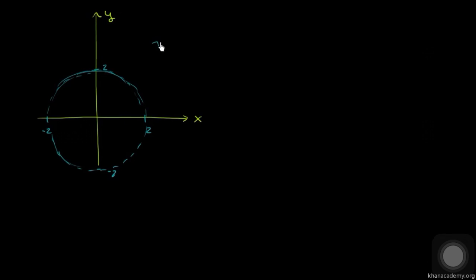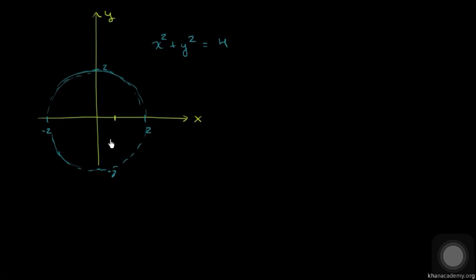The equation of this circle is going to be x squared plus y squared is equal to the radius squared, is equal to 2 squared, or it's equal to 4. So the question is, this relationship between x and y, here I've expressed it as an equation, here I've visually drawn all of the x's and y's that satisfy this equation, is this relationship between x and y a function? And we can see visually that it's not going to be a function.